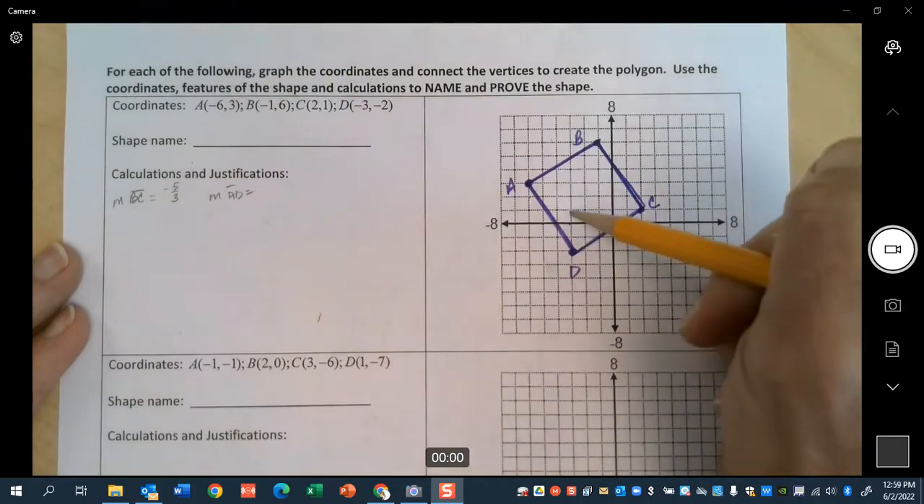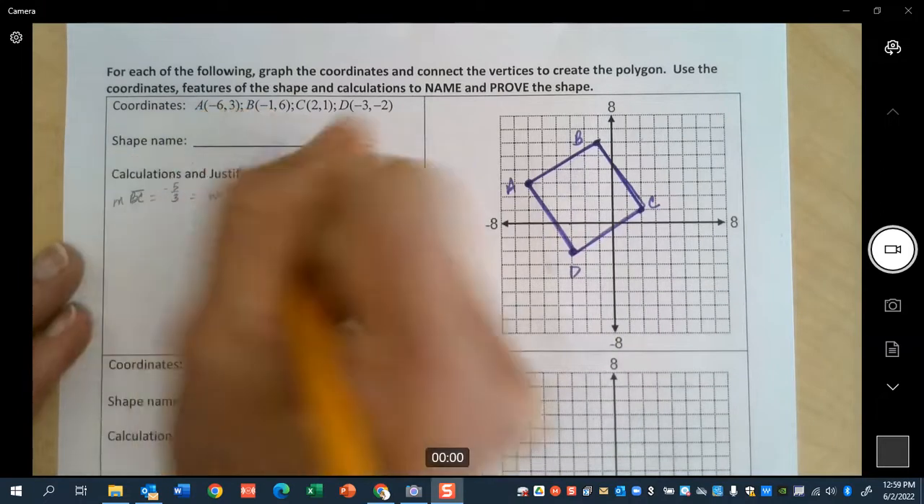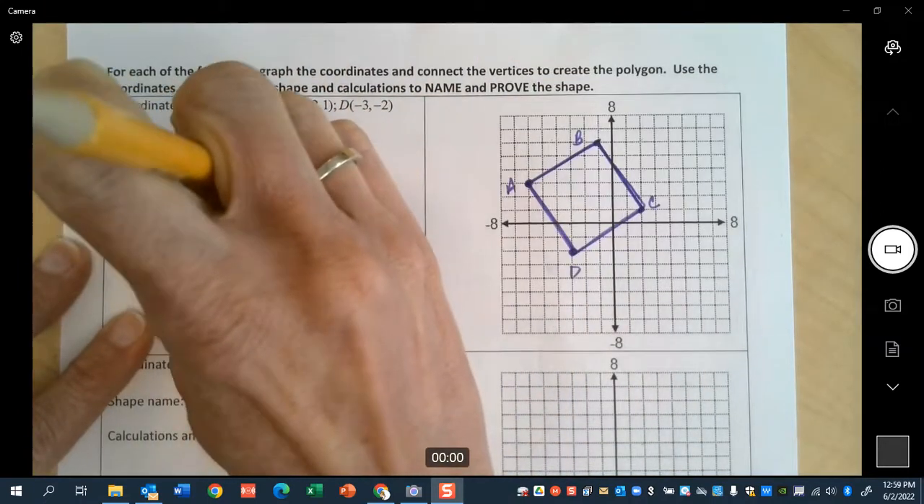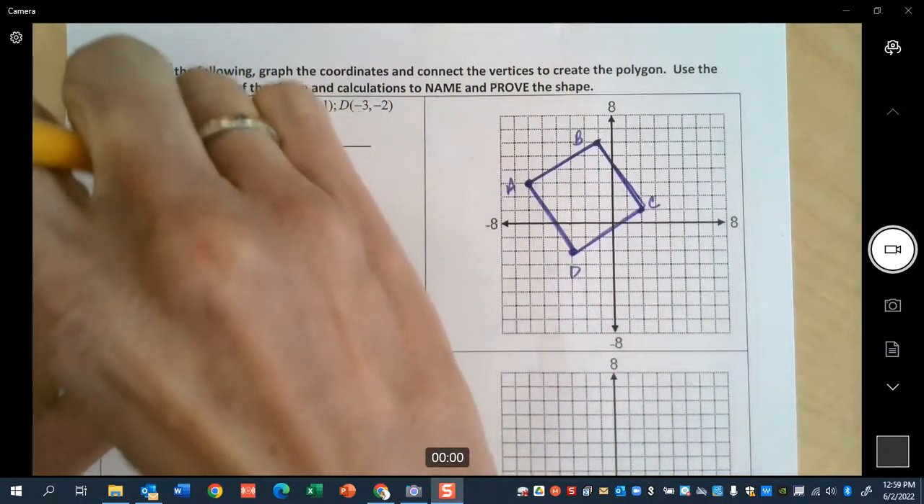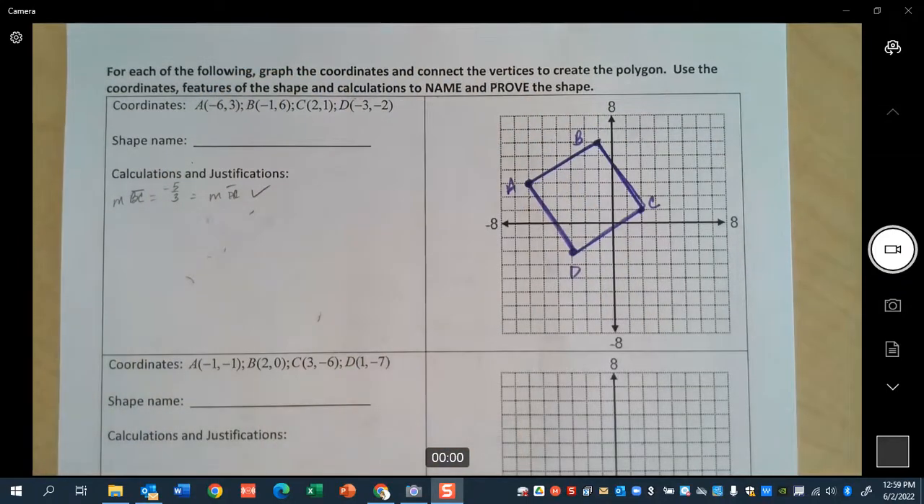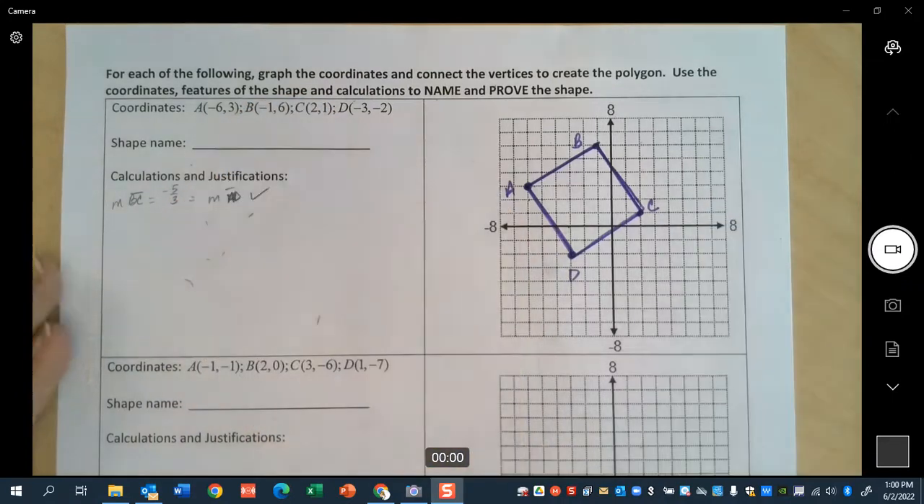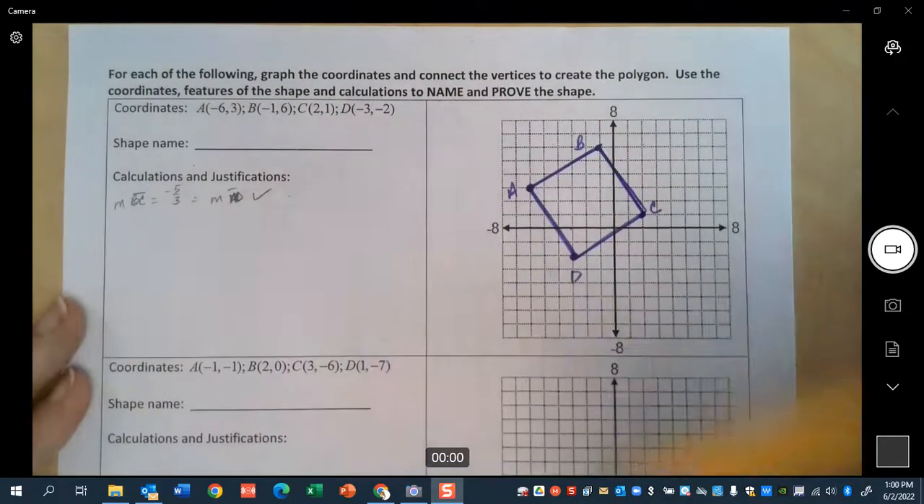AD: 1, 2, 3, 4, 5, negative 1, 2, 3. Awesome. So those are the same. So I'm going to go ahead and give myself some notes. AC, there you go. Or that's AD. Awesome. They're both the same. They have that same slope.